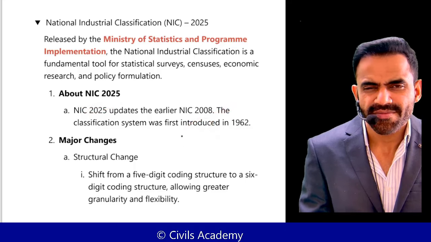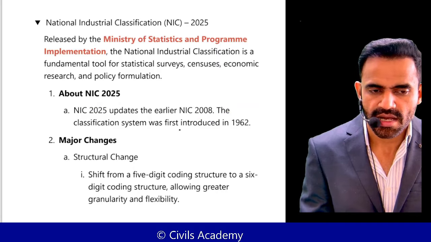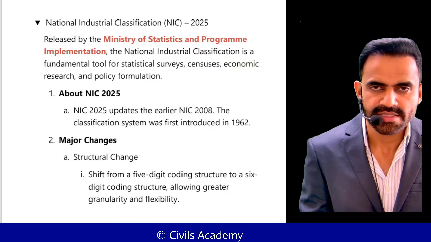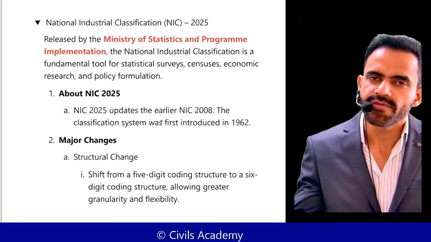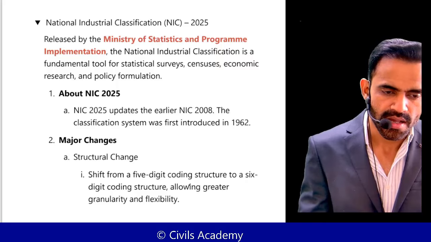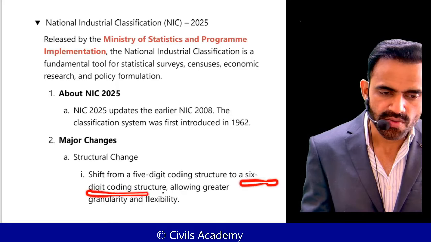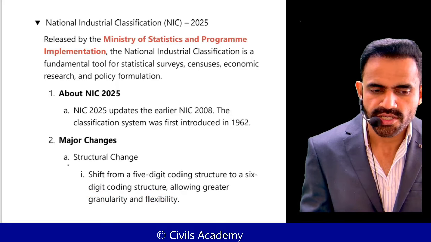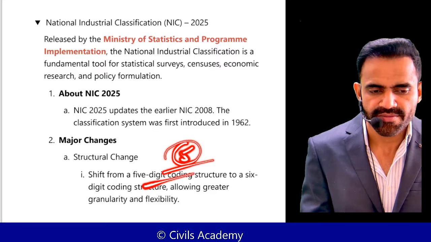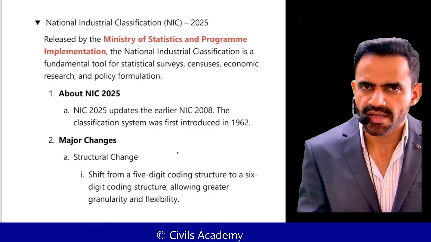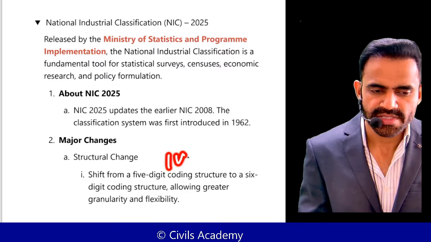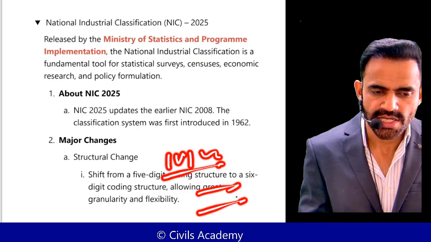In a very simple sense, it is how industries are classified into different levels so that we can see which kind of industries are growing. So now there will be a six digit structure for industries. Previously there was 5 digit. Again, too much technical. Just remember this. Previously there were 5 digits to classify any industry. Now there will be six.